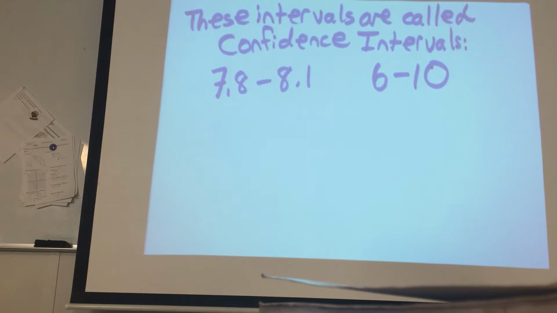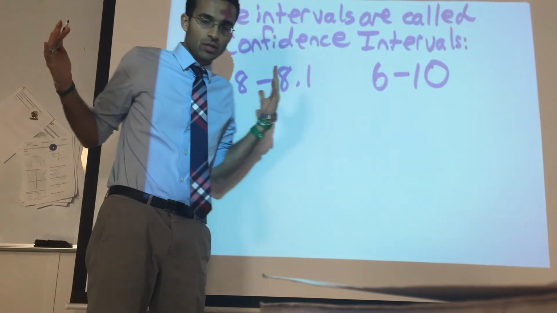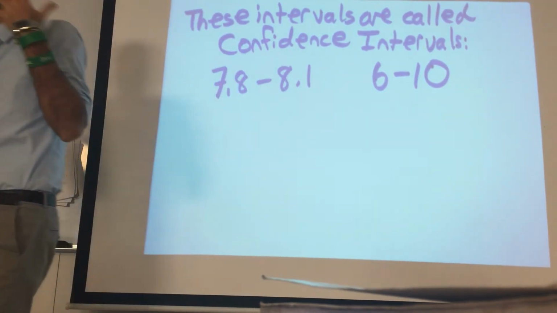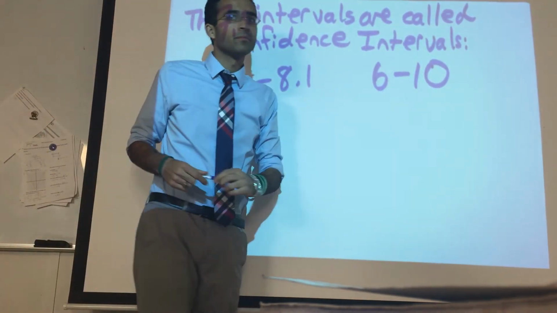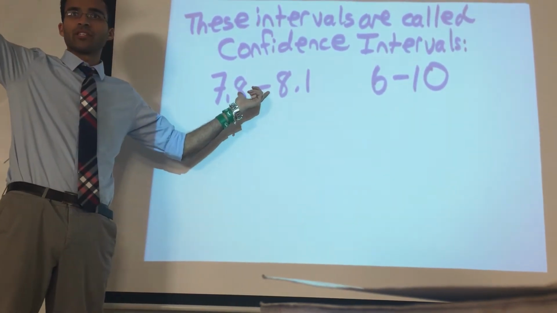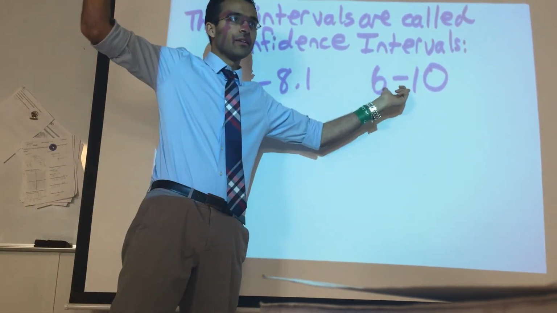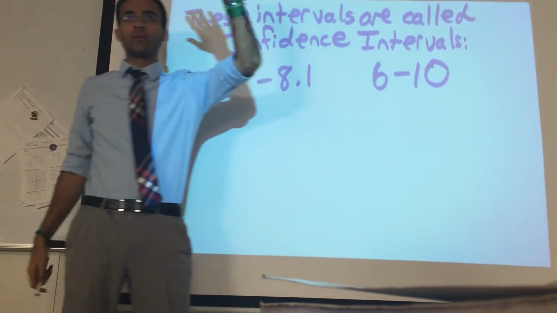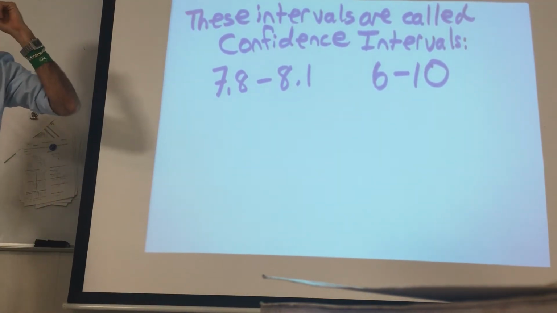Okay. Which of these intervals is more likely to contain the actual number of M&Ms? First one or the second one? How many people think that the first one is more likely to contain the true average number of M&Ms? How many people think the second? How many people are unsure? Those people who said second, why do you think that? That's the right answer. Why is second the right answer?